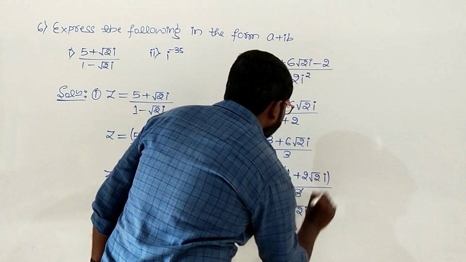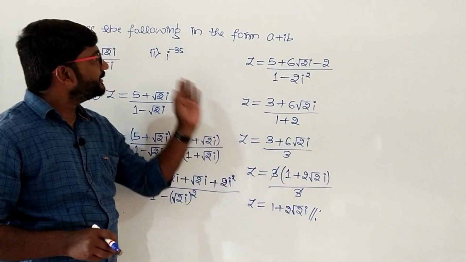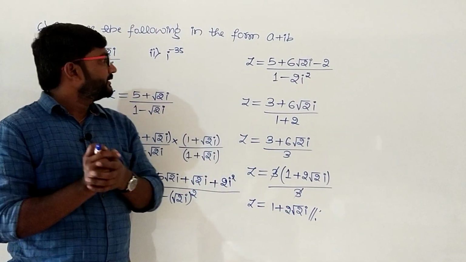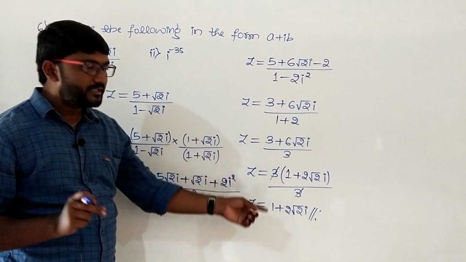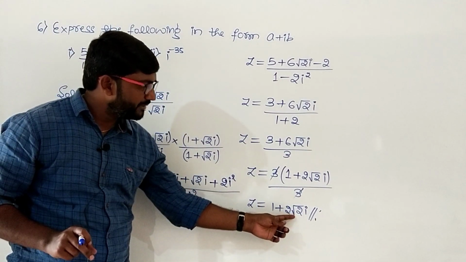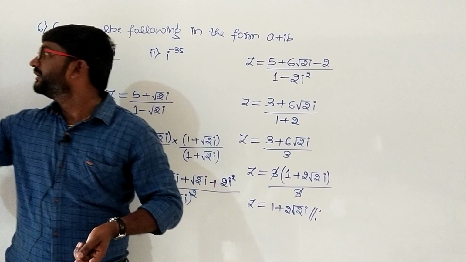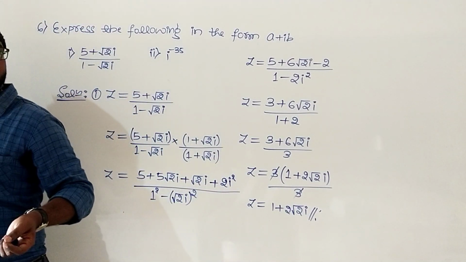So this is the required answer for the first Roman number 1. So we have expressed the given question in the form of a plus bi or ib, anyway both are the same. And then we'll go for the Roman number 2 case.